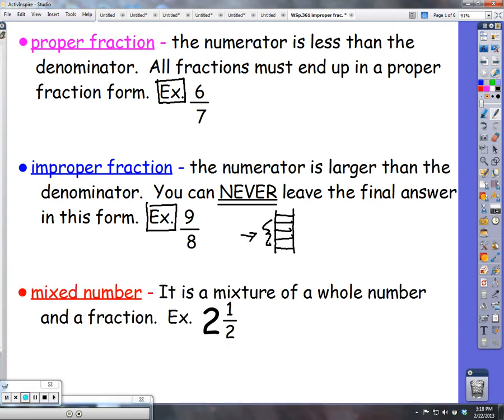The last definition that you will be hearing is about a mixed number. A mixed number is exactly what it sounds like. It is a mixture of a whole number and a fraction. This would be the whole number, of course, and here's the fraction. So 2 1/2.